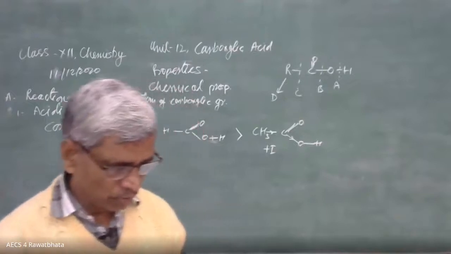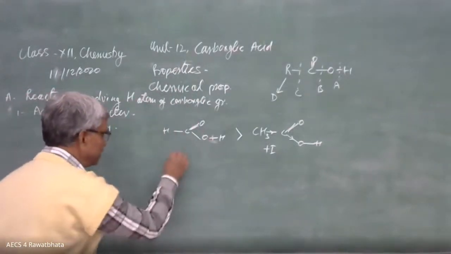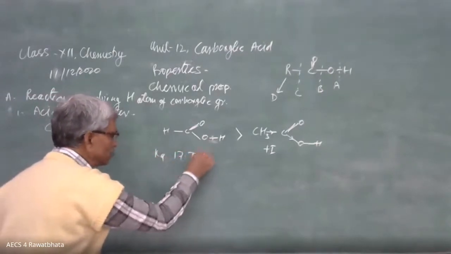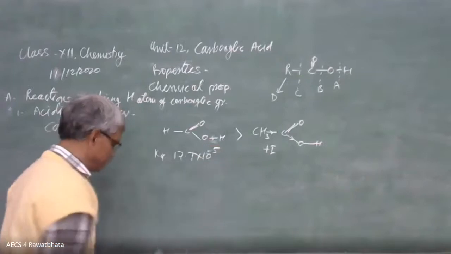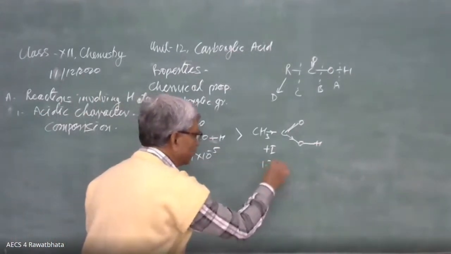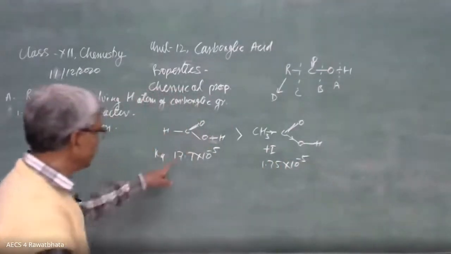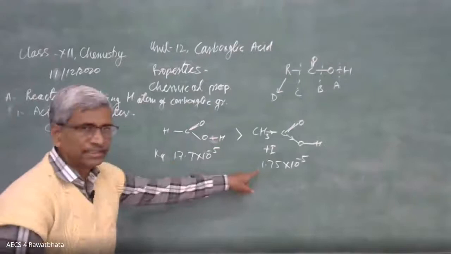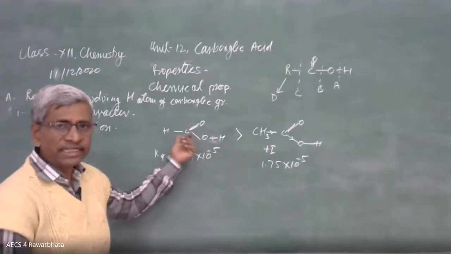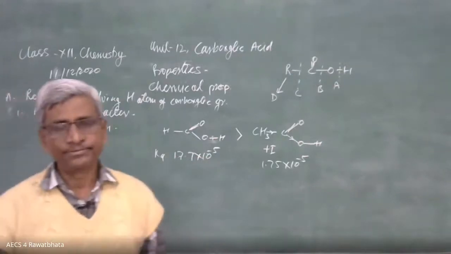And the value of K for formic acid is available with me. The value of Ka is 17.7 into 10 raised to power minus 5, and for acetic acid it is 1.75 into 10 raised to power minus 5. This value is greater than this. It is near about 10 times more than that. It is 10 times more acidic than acetic acid.